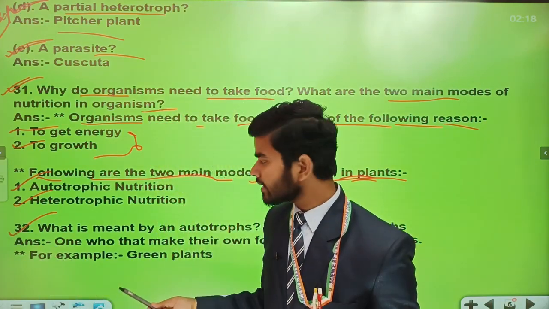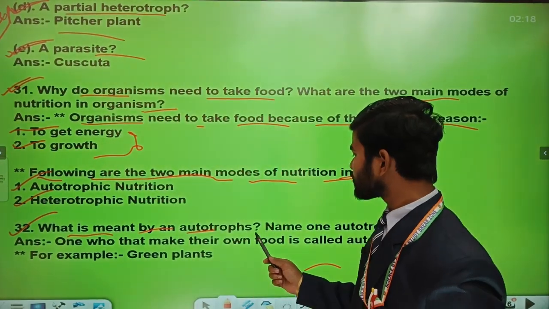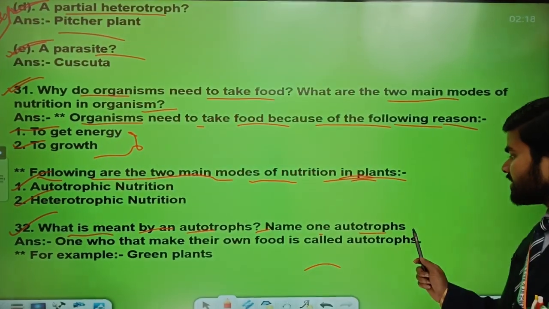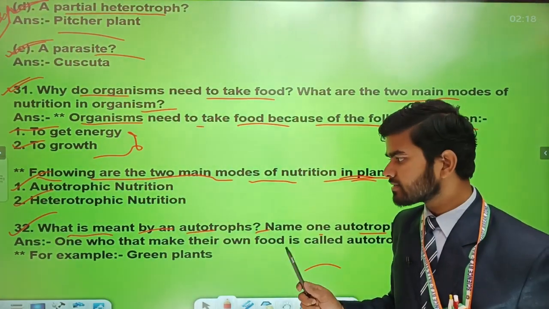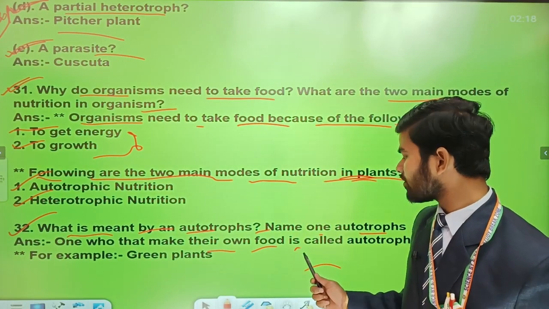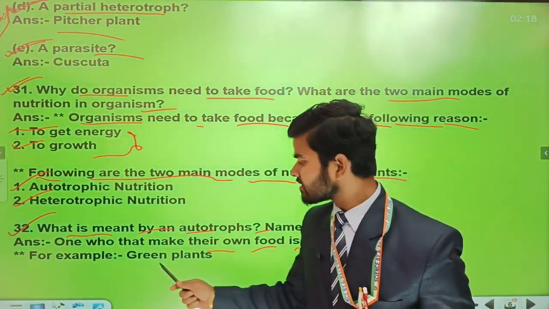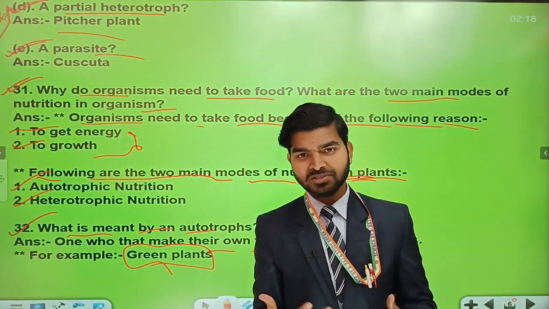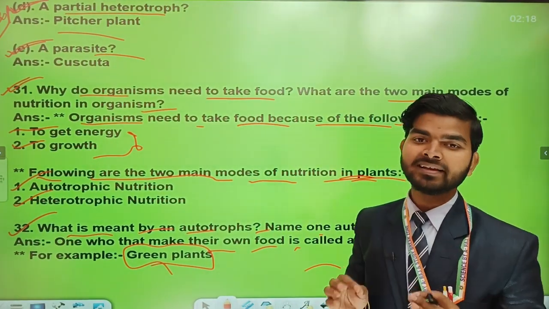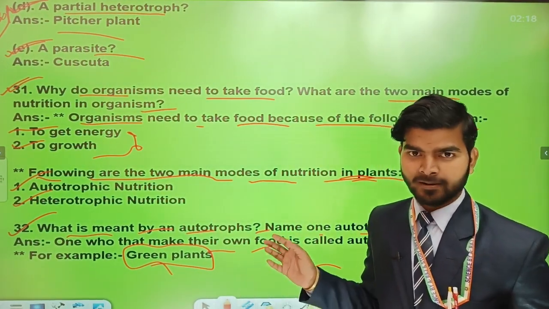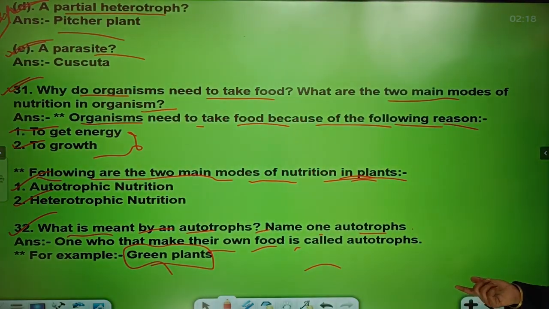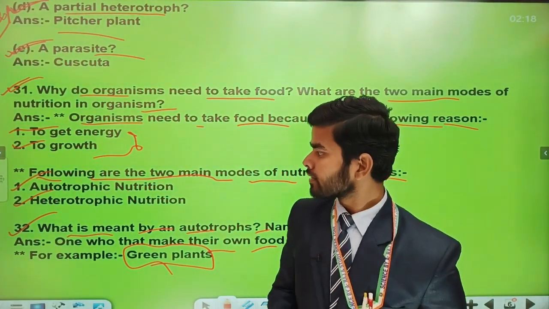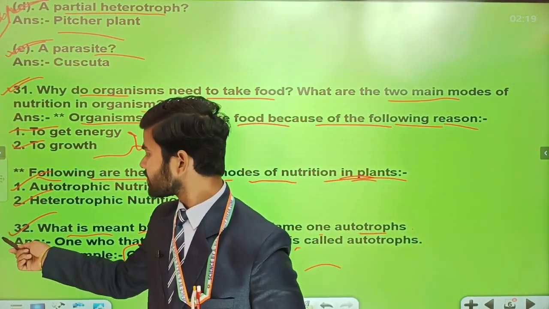Now what about question number 32? Question number 32 is asking: what is meant by autotrophs, or simply, what is autotrophic nutrition? Name one autotroph. That means give some examples of autotrophs. One that makes its own food is called an autotroph, or autotrophic nutrition. For example, green plants. This is the simple thing I have already told you: what is autotrophic nutrition, what is heterotrophic nutrition. So you should not feel any confusion about these questions. If you want, you can write it, because I have written it here to make notes for you. Clear? Question number 32 is completed.